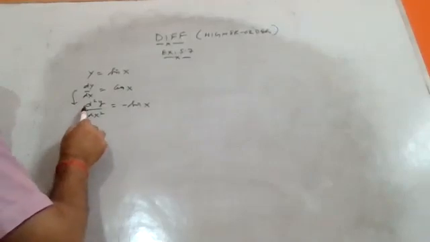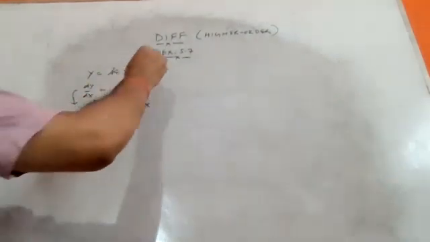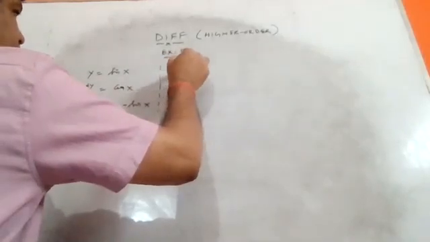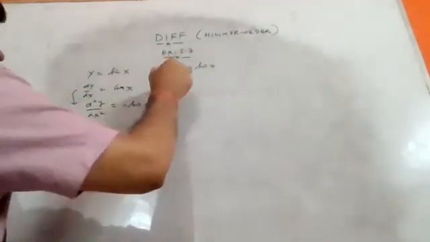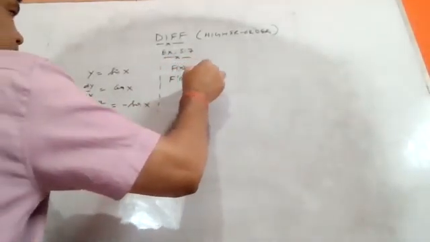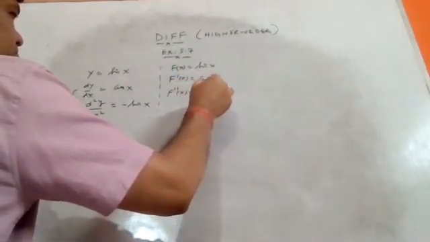How to read? d2y upon dx square. If we write in functional manner, in the sense if f(x) is equal to sin x, then f dash x is what? F dash sin x is what? Cos x. And f double dash x is what? Cos x is what? Minus sin x.